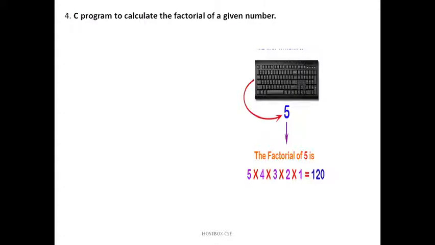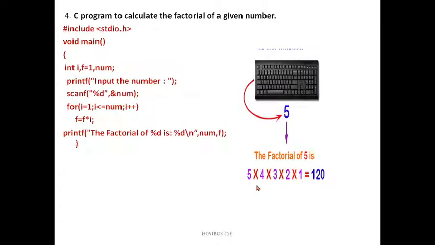And the fourth program, so simple and very important. That is the factorial of a given number. So you know 5 factorial is what? 5 into 4 into 3 into 2 into 1 is equal to 120.